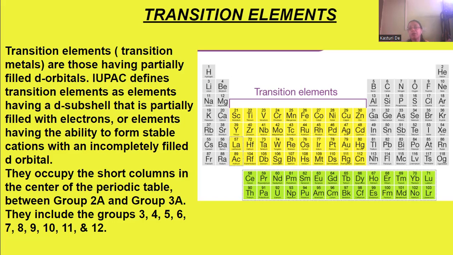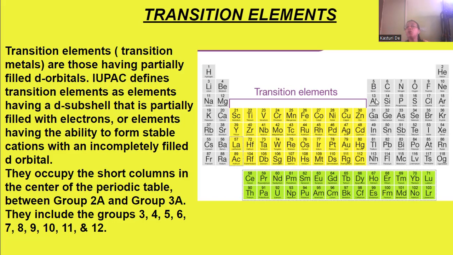They form stable compounds, but their d orbital is incompletely filled, not totally filled. According to the IUPAC definition, this is the one. They occupy the short columns in the center of the periodic table, between 2A and 3A. 2A is beryllium, magnesium, calcium, strontium, barium, radium.